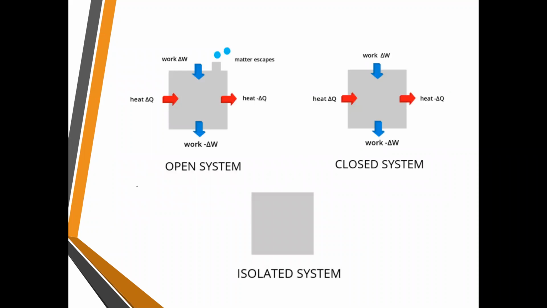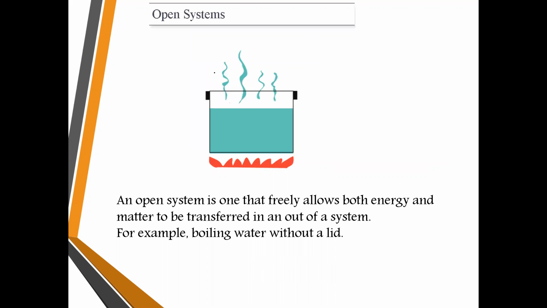So let's look at these types of systems. We have three main types of system in physics: open, closed, and isolated. Open system, look at this picture here. You put heat in, and there's heat that goes outside. There's work added, and work goes outside, but some matter also escapes. So there's a loss of matter, which means a loss of heat. Like this example here.